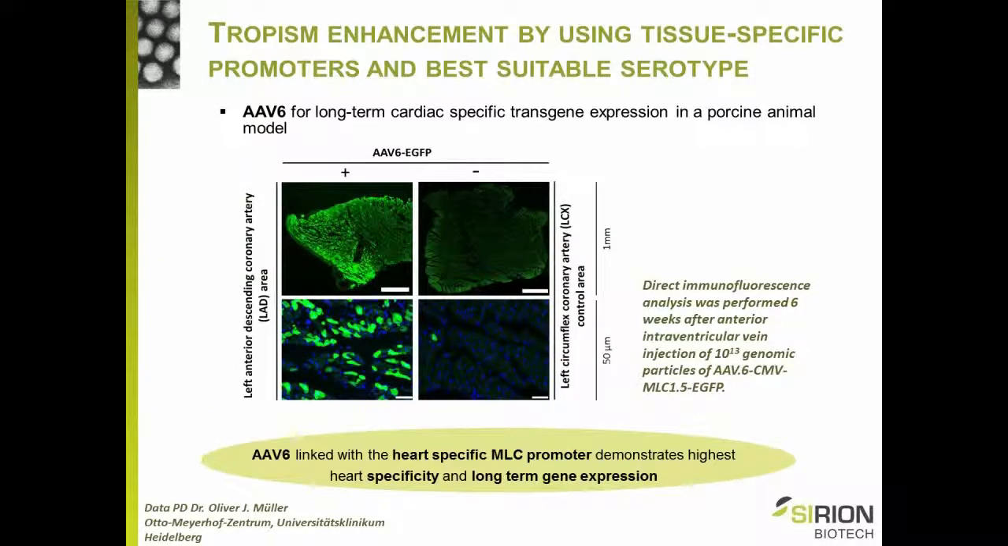This is one example. What does it look like in real life? This is a large animal model, porcine animal model, where we combined a tissue-specific promoter with AAV6, and here you see that descending the coronary artery, you have a beautiful GFP signal, which means that you have really nicely transduced the tissue or the organ of interest. And this stays for more than 1 year stable in gene expression.